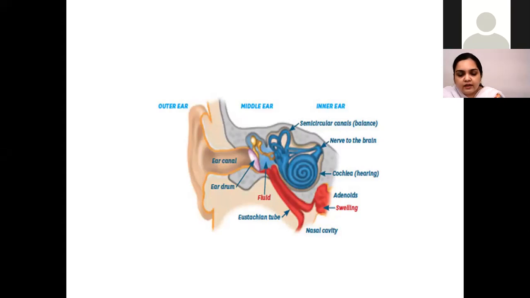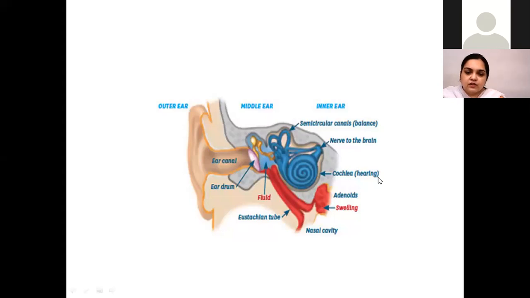For this, we have to visualize the adenoids properly with the help of a nasopharyngoscope. Then comes the assessment of the adenoid volume. If it is more than two-thirds of its normal volume, then it is labeled as first degree, second degree, or third degree.